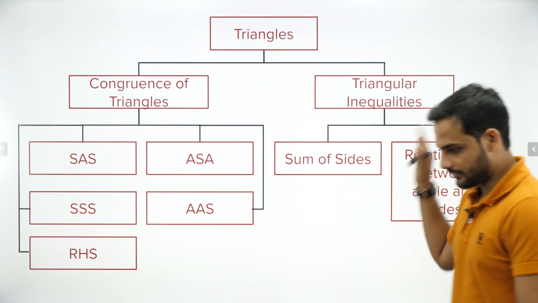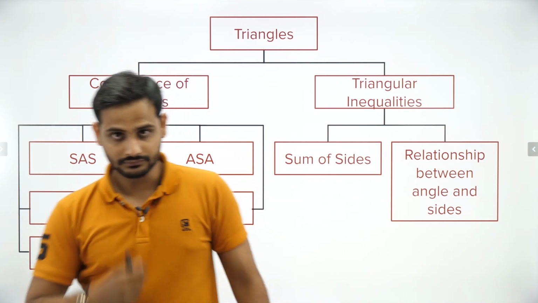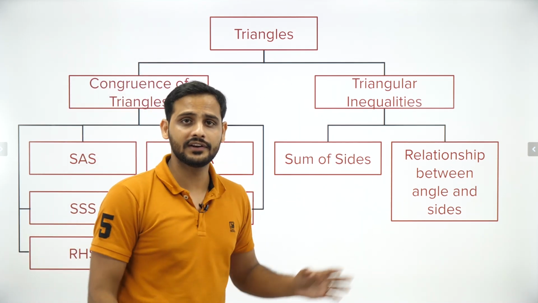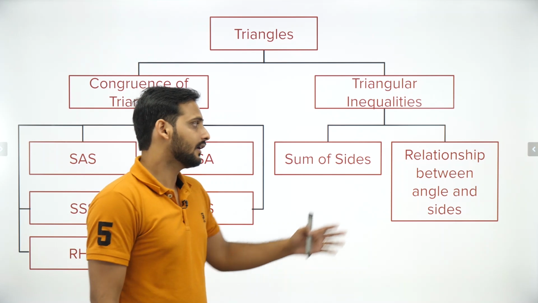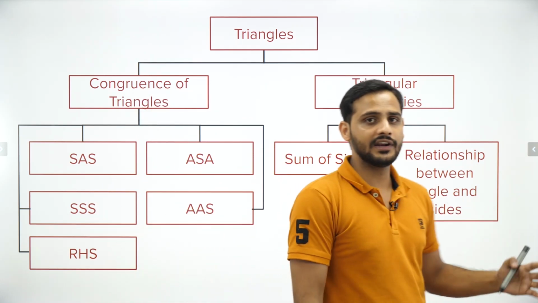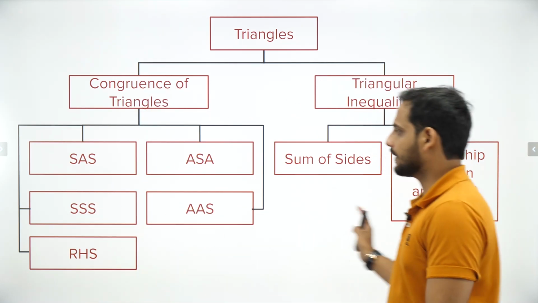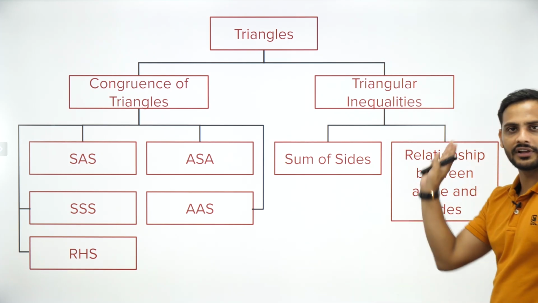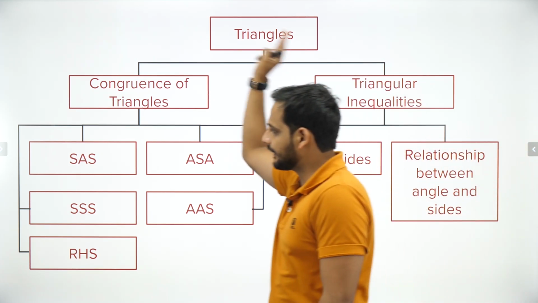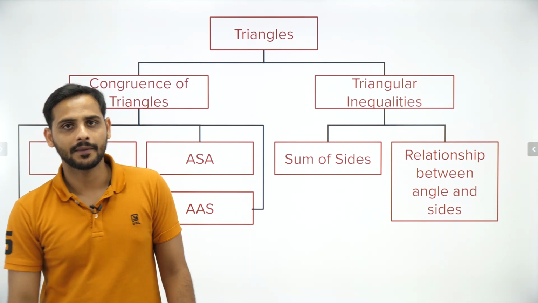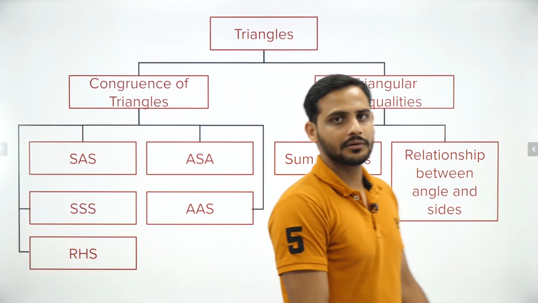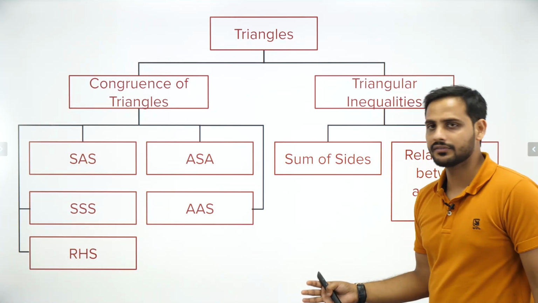So one is based on the sum of sides. This is saying that the sum of 2 sides is always greater than the third side in a triangle, and this is the relationship between angle and sides in a triangle. So these are the whole sum, everything of this topic. Okay, and if you are comfortable in each and every part of this, you will be good.